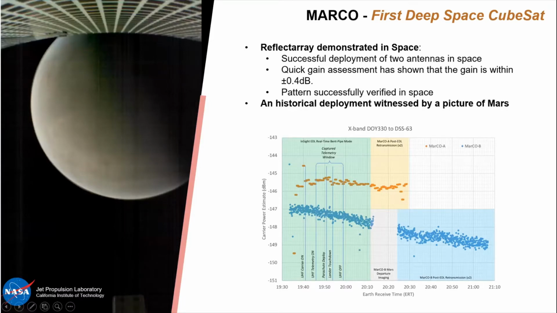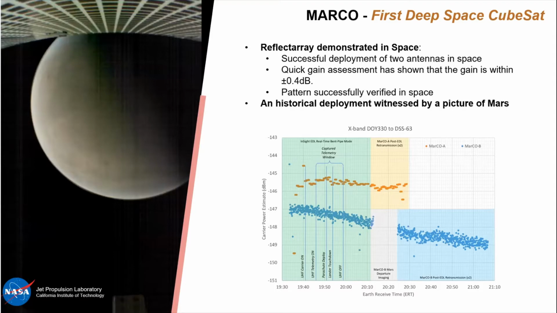As I said, we had two twin CubeSats, MarCO-A and MarCO-B. If you look at the receive power, we have about minus 145.5 dBm for the first one, and about minus 147 for the second one. So you would think that one did not perform as well as the other, but that's not quite that.